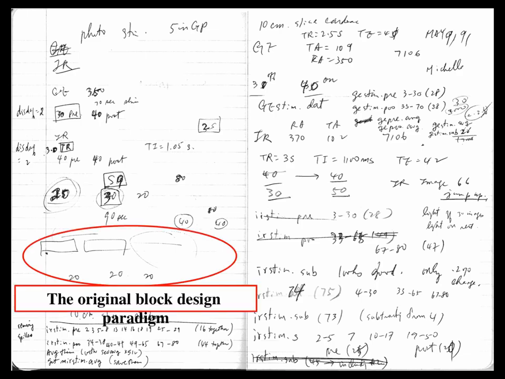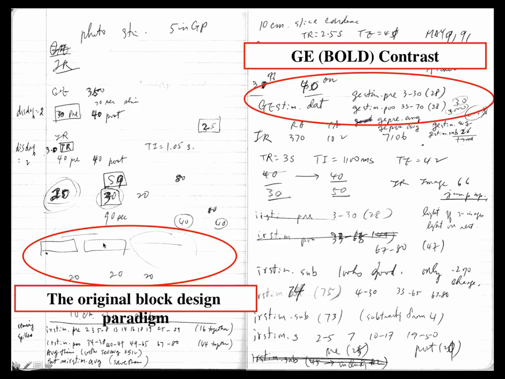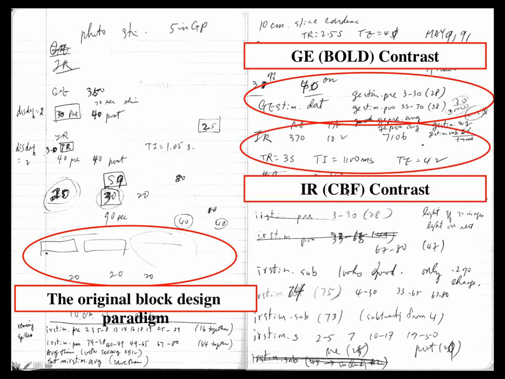And if you also look at his notebook, he likes to highlight that Ken had made the original block design paradigm right there. And he was using BOLD contrast right here. And he also was using CBF contrast right here, with these parameters. And his BOLD contrast was 40 milliseconds. He knew to actually have a longer TE with his gradient echo. A lot of things were quite insightful at the time.